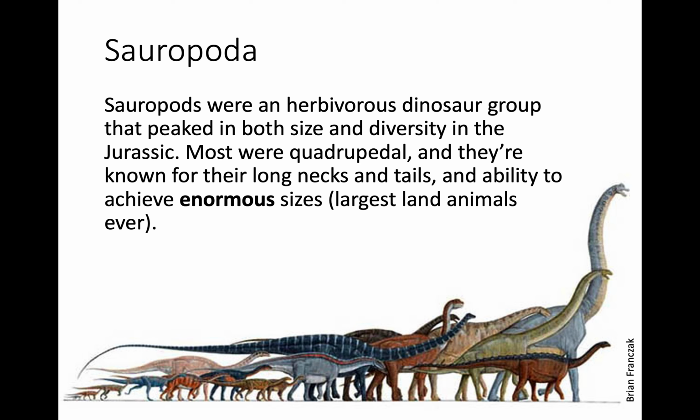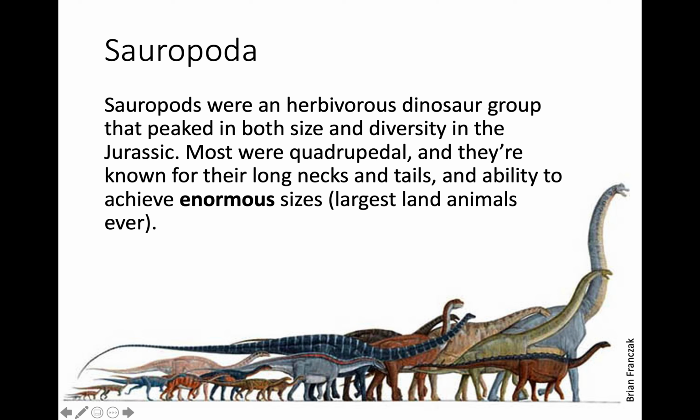So the sauropods are an herbivorous dinosaur group. They're massive. They peaked in size and diversity in the Jurassic. Most were quadrupedal, pretty much all of them, and they're known for their long necks and the ability to achieve enormous sizes, absolutely gigantic, which brings up a lot of questions about their biology. So here's some diversity here. We see just the bittiest of them were bipedal.